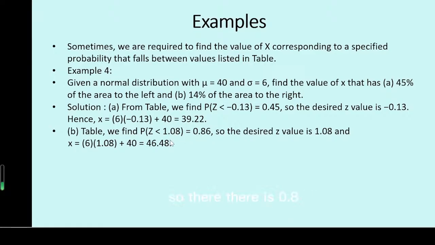You can check from the table to get this Z value from the 0.86, right? So Z value is 1.08. So the desired X value is also this Z value times sigma, then plus the mu. So X equals 46.48, which is what we want.